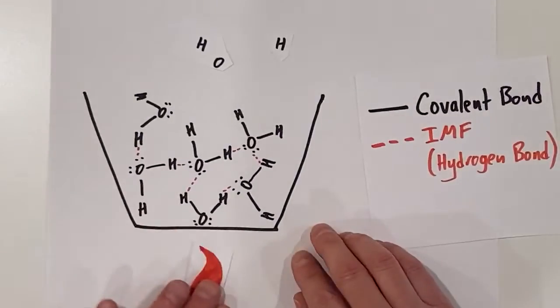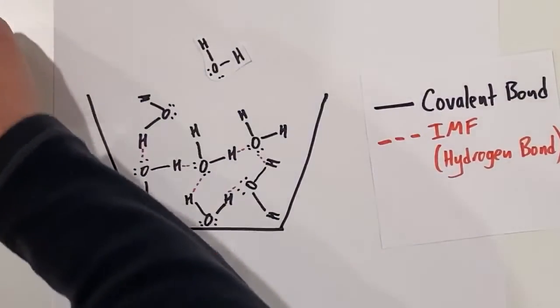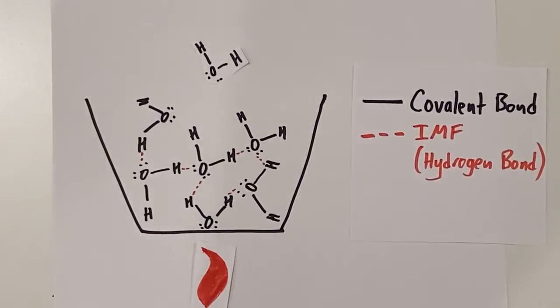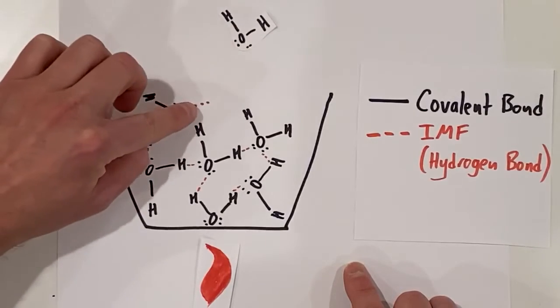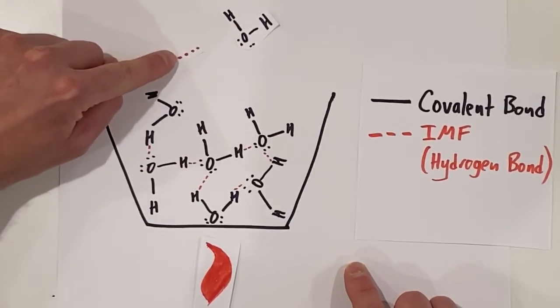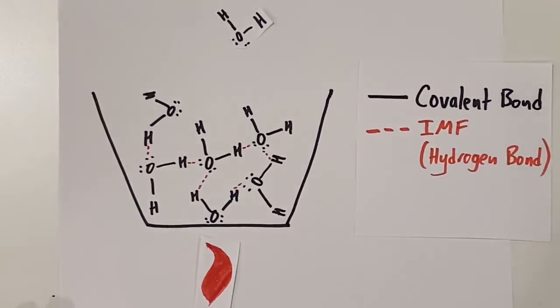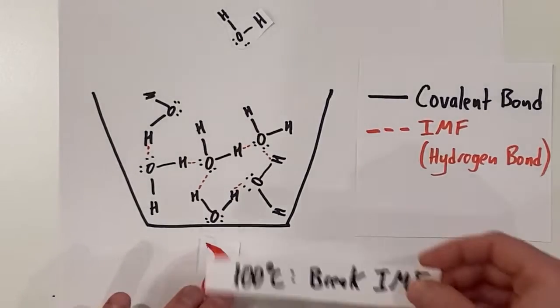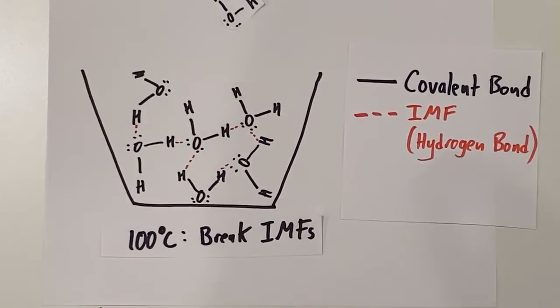water here. So again, what would happen here? If we're adding heat, what's going to happen is that these IMFs are going to break first because the IMFs are much weaker than the covalent bonds. So our water molecule would stay together as a molecule when it goes into the gas phase, but this IMF would break because it's much weaker than the covalent bond. In fact, it takes only 100 degrees Celsius to break an intermolecular force. That's the temperature in Celsius at which water boils, so we go from liquid water to water in the gas phase.